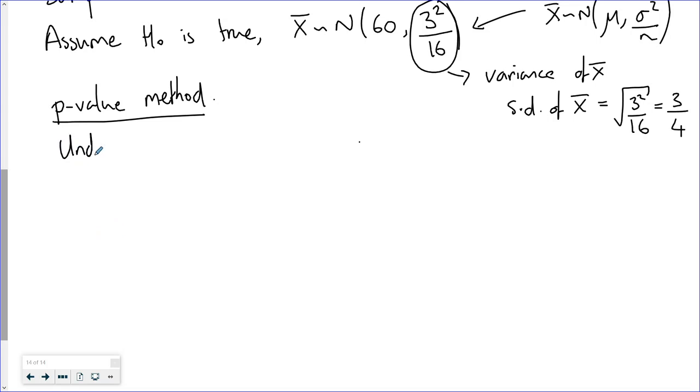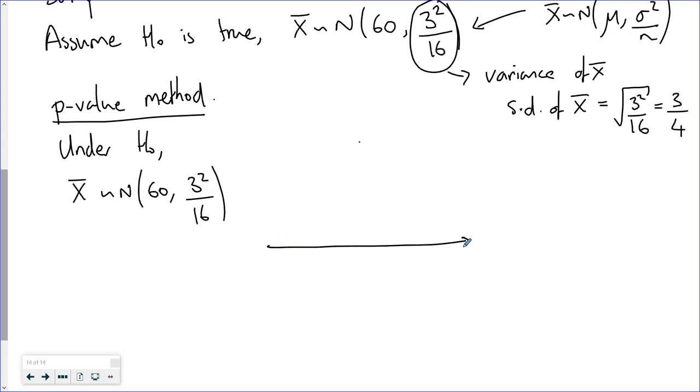So under H0, x bar follows a normal distribution with mean 60 and variance 3 squared over 16. We'd written that up here. So let's draw a sketch of this distribution. So we've got x bar along the horizontal axis, and we've got the distribution of x bar. In the middle, we've got 60.